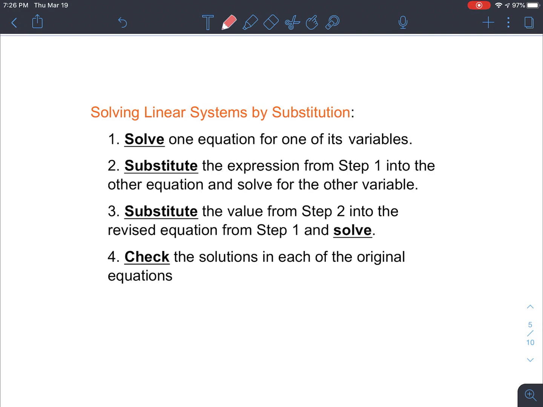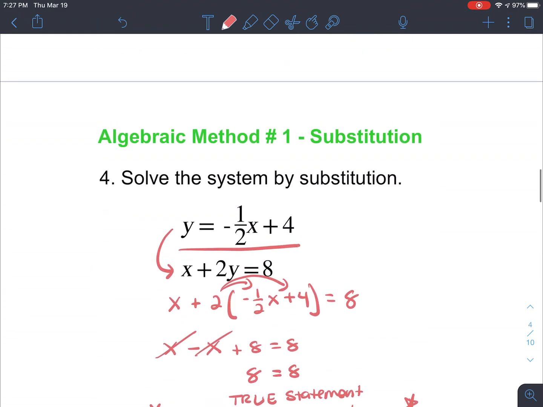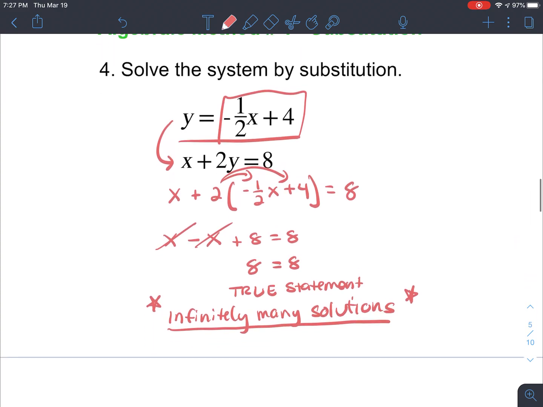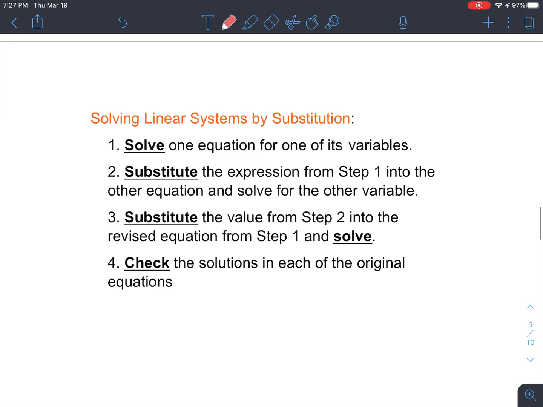So in conclusion, if you're a person who likes steps, here you go. When we're solving linear systems by substitution, the first thing you want to do is solve one of the equations for one of its variables. If it's already solved, you can proceed to step 2. Step 2 says substitute the expression from step 1 into the other equation and solve for the variable. So that's what we did here, right? We took this expression and substituted it into the second equation and solved.